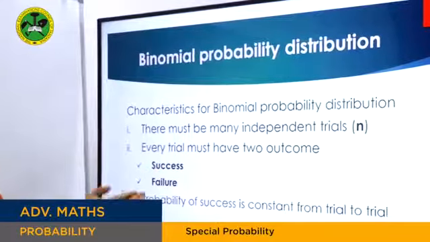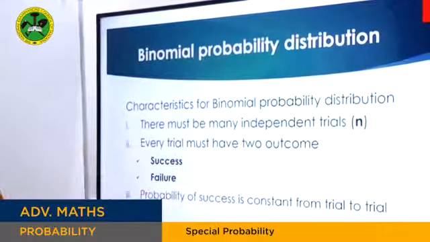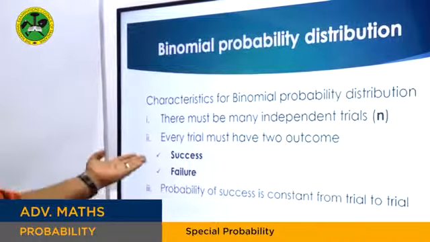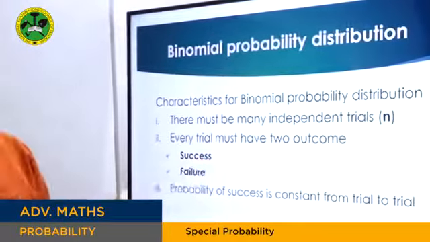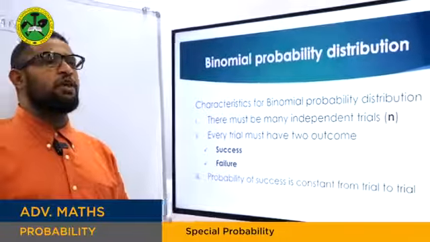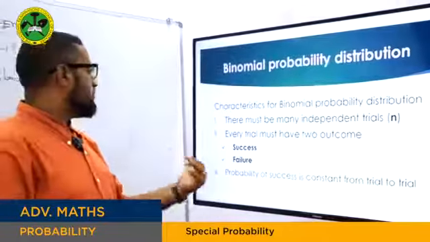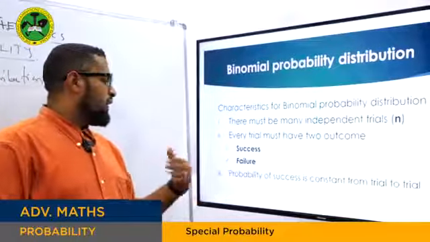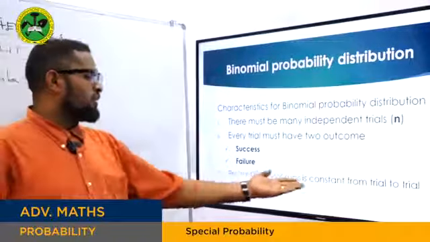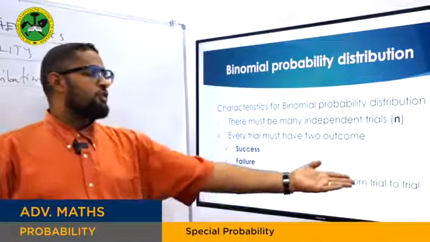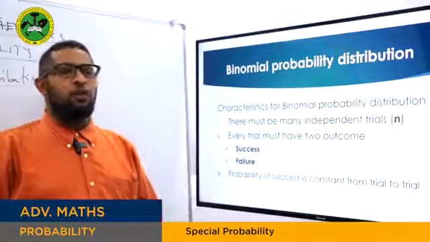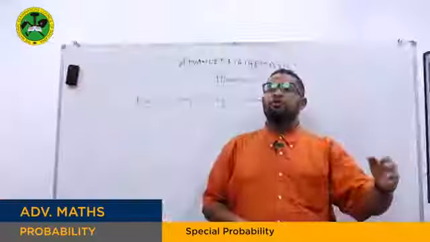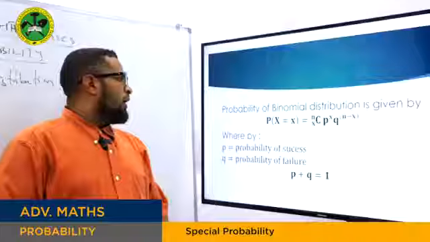The second one, every trial must have two outcomes. The outcomes are success and failure. When you say success, it means the one that you are looking for. When you say failure, it is the opposite of success. Lastly, the probability of success is constant from trial to trial, or we simply say the probability of success is constant throughout the experiment.